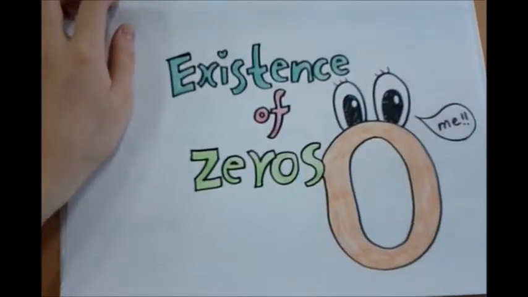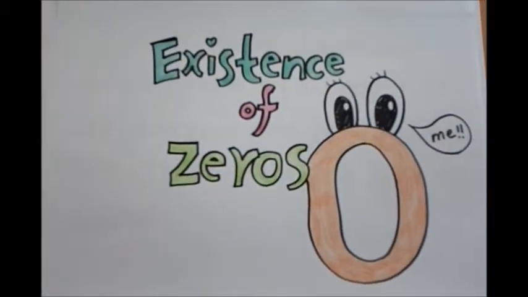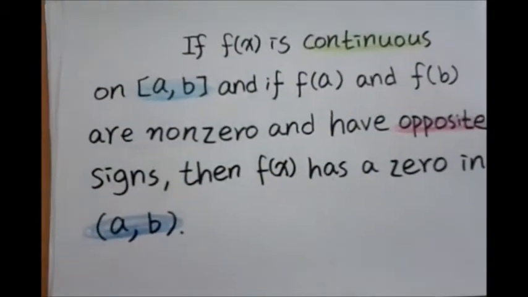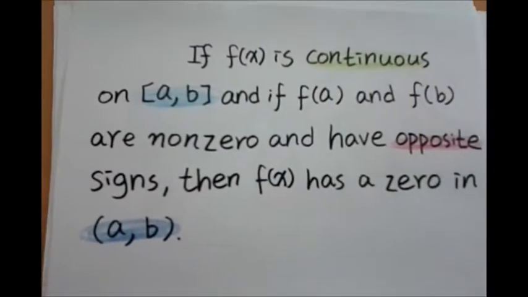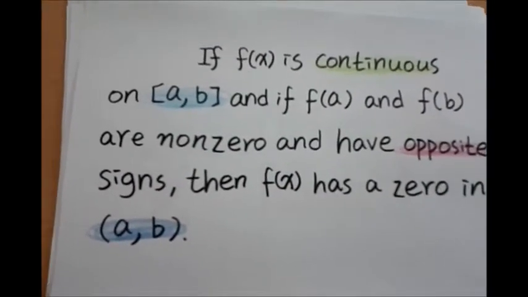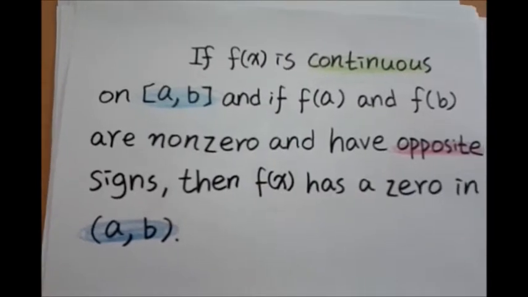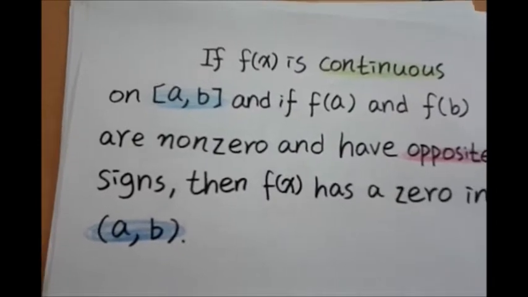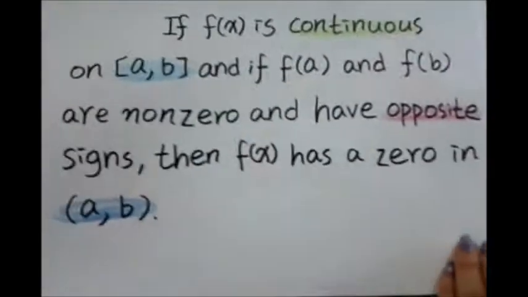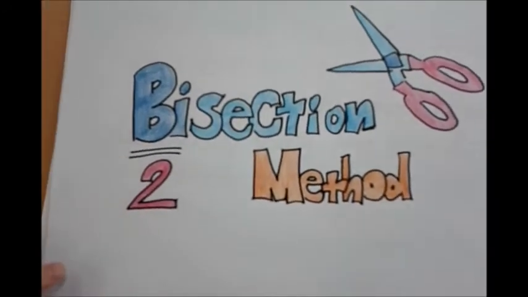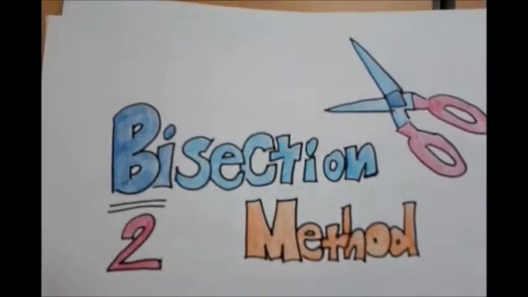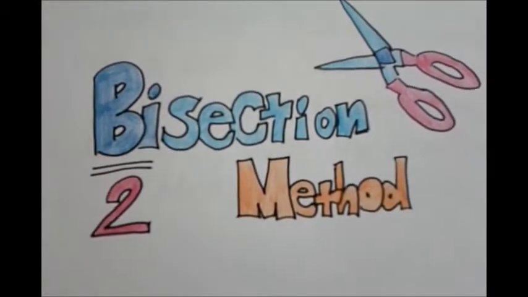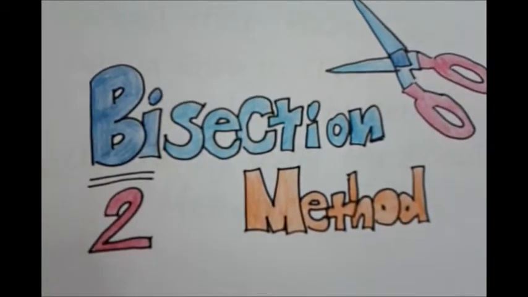Now we are going to move on to a special case of the Intermediate Value Theorem, which is called the existence of zeros. It says if f of x is continuous on the closed interval a to b, and if f of a and f of b are non-zero and have opposite signs, then f of x has a 0 in the open interval from a to b. We're going to talk about the bisection method. Bi means 2, so we can assume that this method deals with cutting a section in halves.